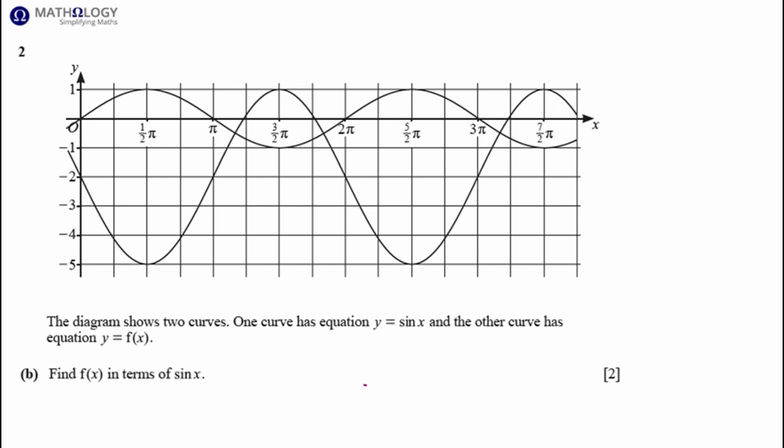Find f of x in terms of sine x. Well, this is just a function we've just obtained. So f of x equals -3 sine x minus 2.